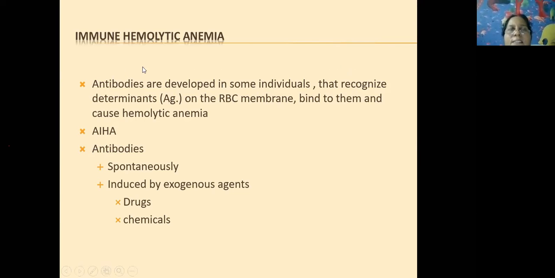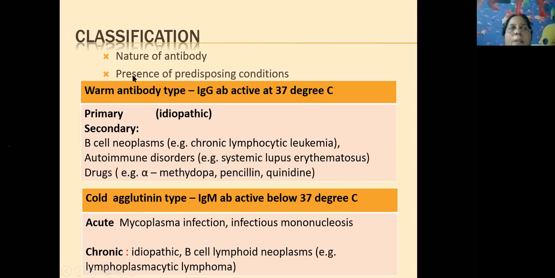How do these antibodies develop? They develop spontaneously, or when they take some drug or chemical, or after infections, the antibodies may be developed. How do you classify? Depending on the type of antibody and how it is active, you classify them into 3 types. One is the warm antibody type.